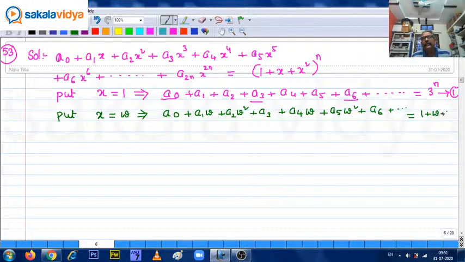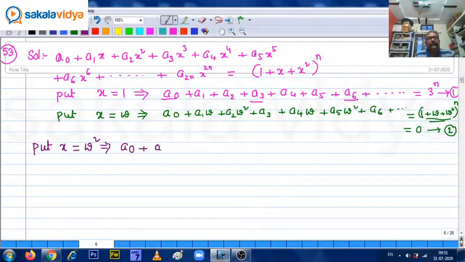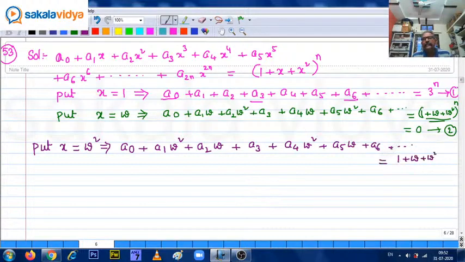equals (1 + omega²)^n. This 1 plus omega square is 0. So this becomes the second equation. Now this time put x equal to omega square. Very tricky problem this is. Now again a0 plus a1 omega square plus a2 omega to the power of 4, which is omega, plus a3 omega to the power of 6 is a3, plus a4 omega square, a5 omega, plus a6 and so on, equal to 1 plus omega to the power of 4, which is omega square, and whole to the power of n. This is 0.